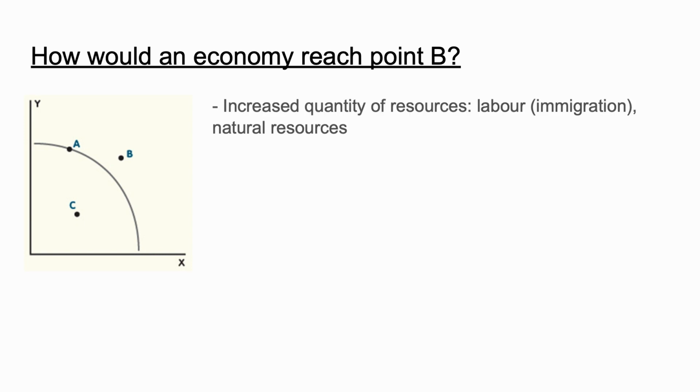It could be done by an increased quantity of resources. This could include labour. So maybe with more immigration, you might have more of a workforce, so you can have more employment. Or it could also be natural resources. You might find that countries discover new oil fields, and that will give them more natural resources.